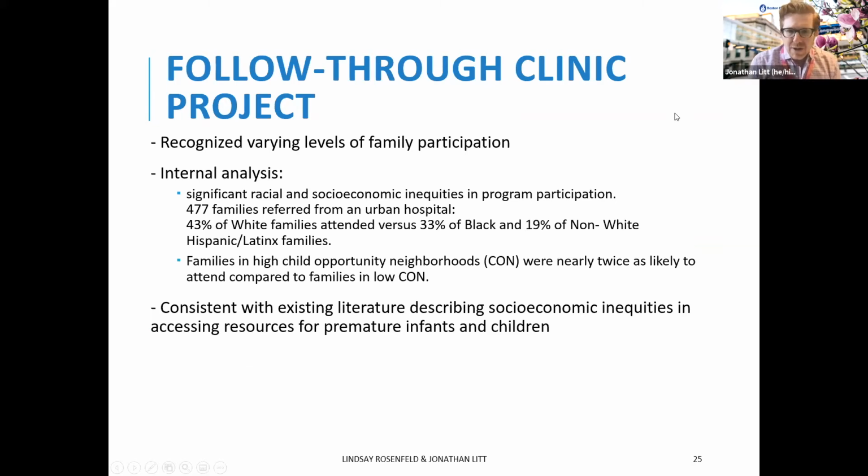We've noticed, though, over time, both in some qualitative gestalt feelings, but also looking at some quantitative assessments, that there are varying levels of participation by families in our program, both at the outset in terms of who actually comes after being referred, but then also how many families actually stick with our program, continue to receive follow-up care through the first 3 years of life.